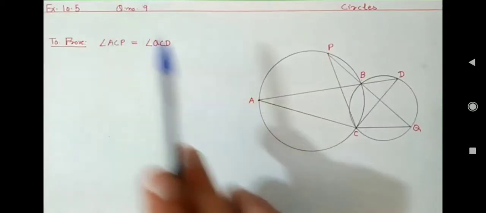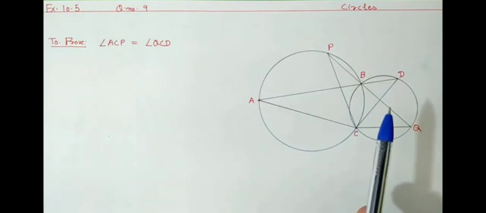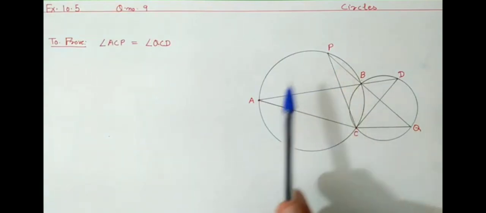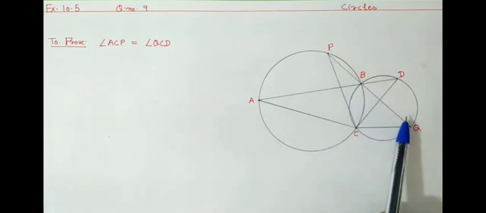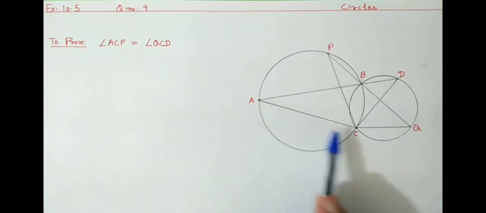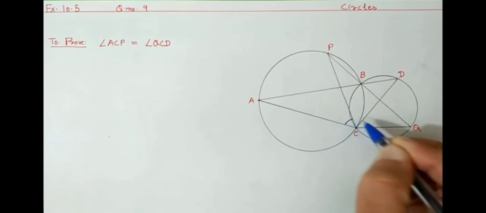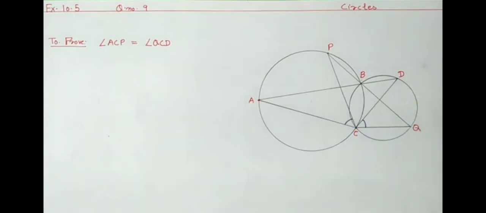In this video, we are going to see the question number 9 from exercise 10.5. The figure is given like this, that line segments ABD and PBQ are intersecting like this. In this question we have to prove that angle ACP is equal to angle QCD.